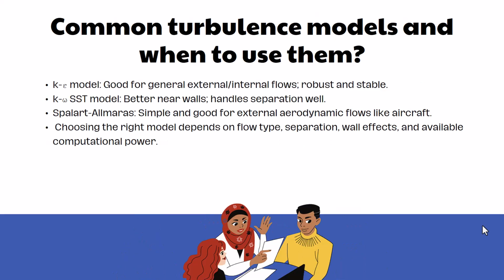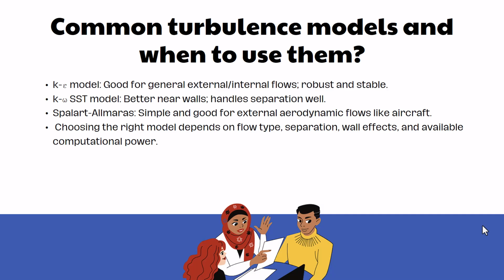So the question is, common turbulence models and when to use them. The common turbulence models available are k-epsilon and k-omega SST. The k-epsilon model is good for general external and internal flows. Okay, it is a robust and stable model. On the other hand, there is the k-omega SST model. Whenever you want to capture transition or flows near the walls in a better way, then you will use the k-omega SST model.